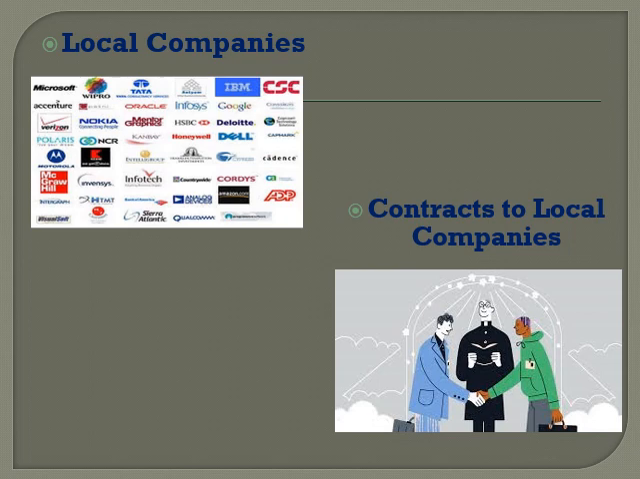Students, the last one is contracts to local companies. Listen, multinational companies also place orders around the world with a large number of small producers and sell these products under their brand name. For example, students, Reliance Industries is a multinational company. Definitely, this company places orders around the world with a large number of small producers. For what purpose? To sell their products under its brand name.